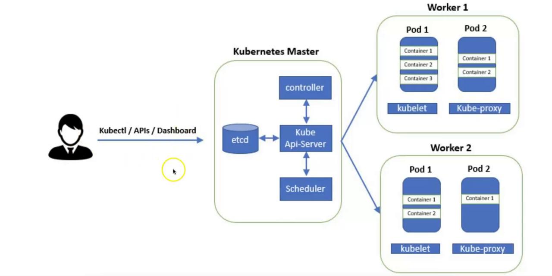First, let's talk about the client interaction using kubectl, APIs, and dashboard. And here we have a user interacting with the Kubernetes cluster using these tools. So kubectl is the command line interface used to manage Kubernetes resources. So this involves creating, updating, deleting, and querying the state of resources like pods, deployments, services, etc.